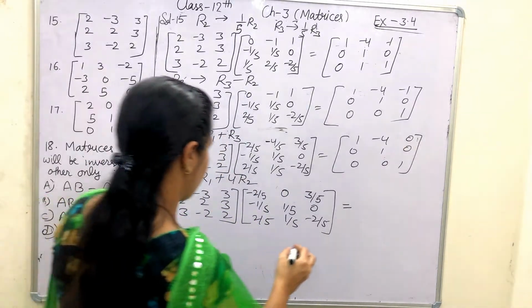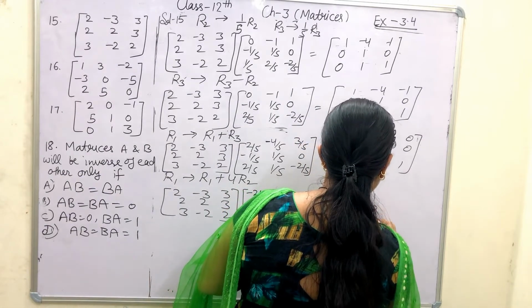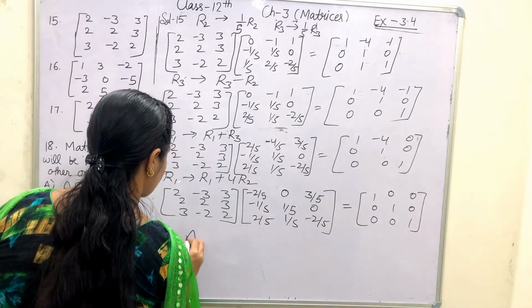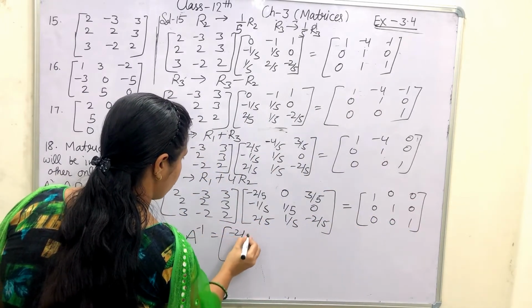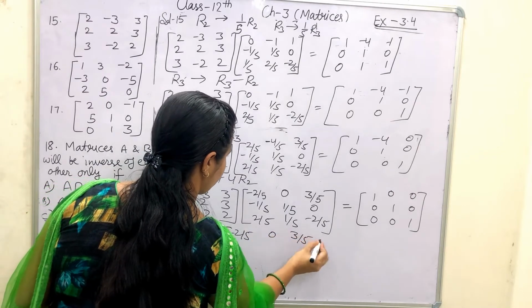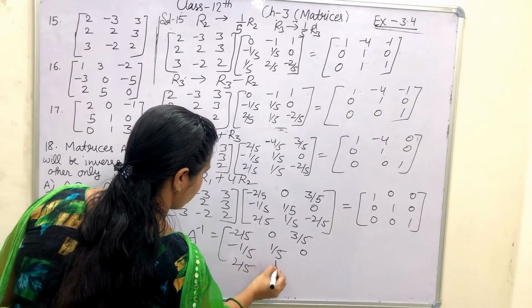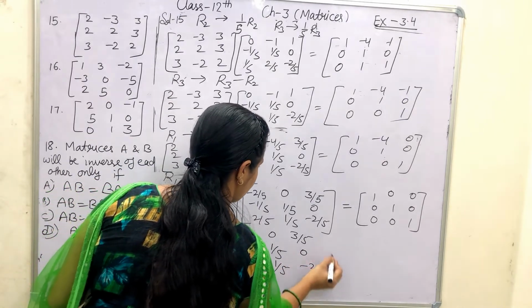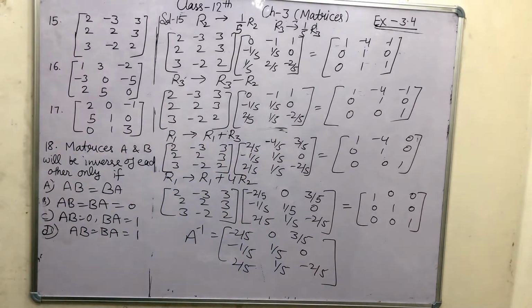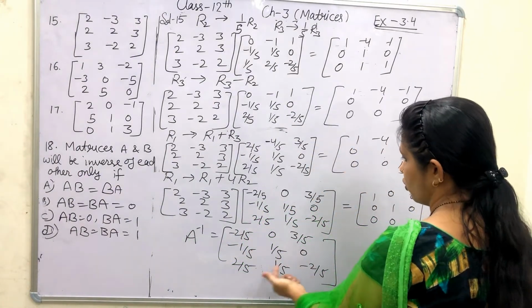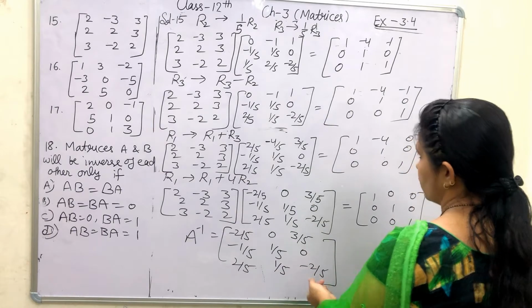Here is 4 by 5, so it becomes 0. Now 1, 0, 0, 0, 1, 0, 0, 0, 1. So we get our A inverse, that is minus 2 by 5, 0, 3 by 5, minus 1 by 5, 1 by 5, 0, 2 by 5, 1 by 5, minus 2 by 5. This is our A inverse. We get our A inverse by which matrix? Minus 2 by 5, 0, 3 by 5, minus 1 by 5, 1 by 5, 0, 2 by 5, 1 by 5 and minus 2 by 5.